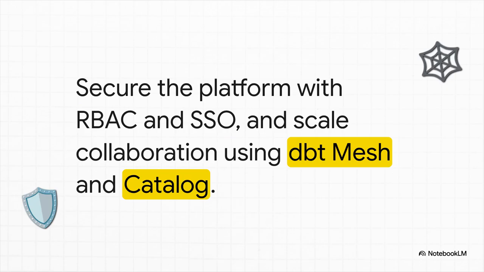And finally, we have governance and scale. This is huge. This is where you prove you can secure the platform with things like role-based access control or RBAC and SSO. And it's also about scale and collaboration, using DBT Mesh and the DBT catalog so multiple teams can work together without stepping on each other's toes.